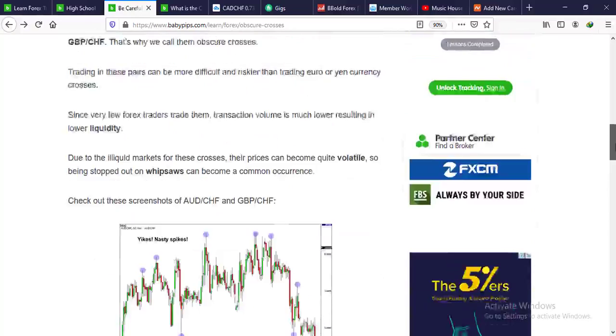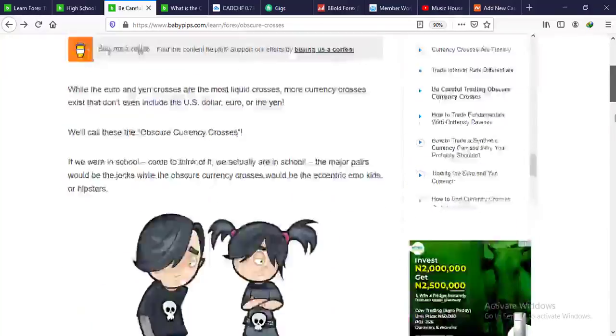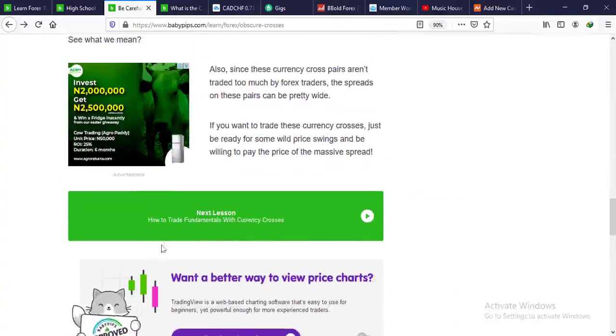So this is what we're talking about, trading obscure currency crosses. So let's move to the next lesson, how to trade fundamentals with currency crosses.